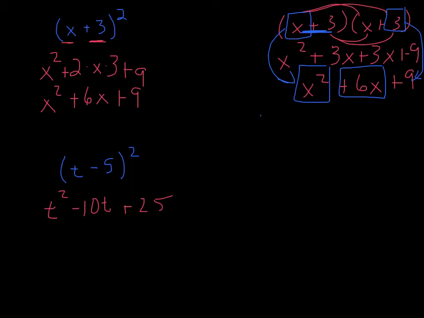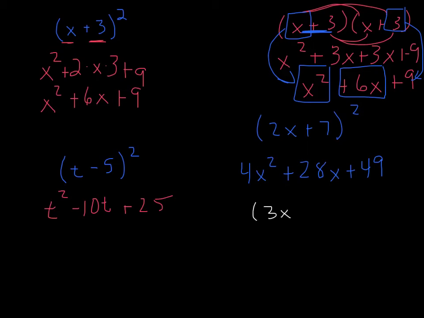Let's take a look at another one here. We have 2x plus 7 squared. So 2x squared is 4x squared. 7 squared is 49. Now we multiply them together, that's 14x times 2, 28x. That's it.